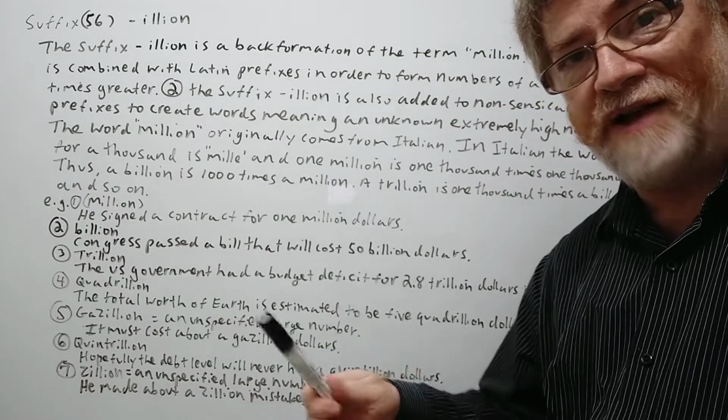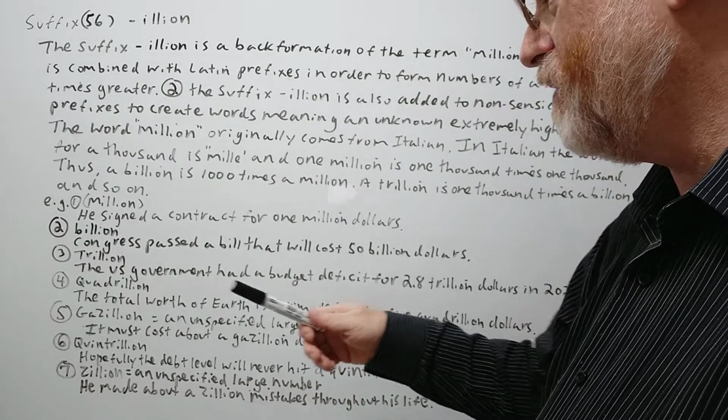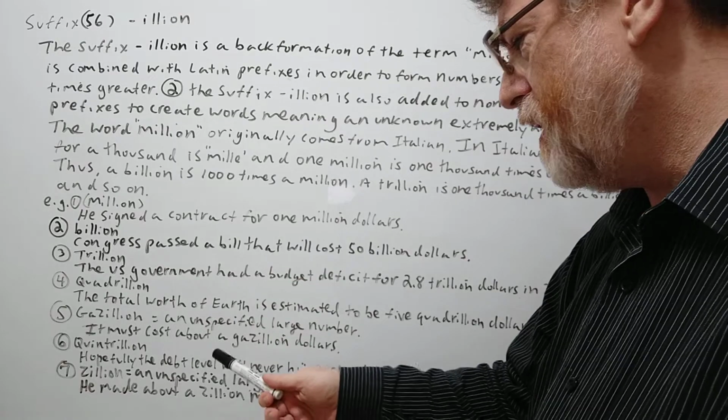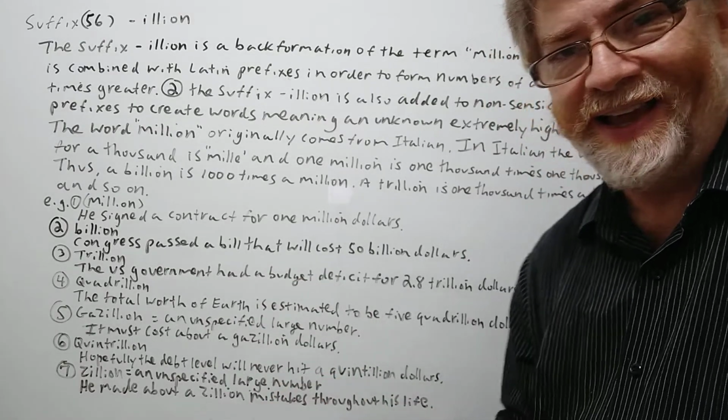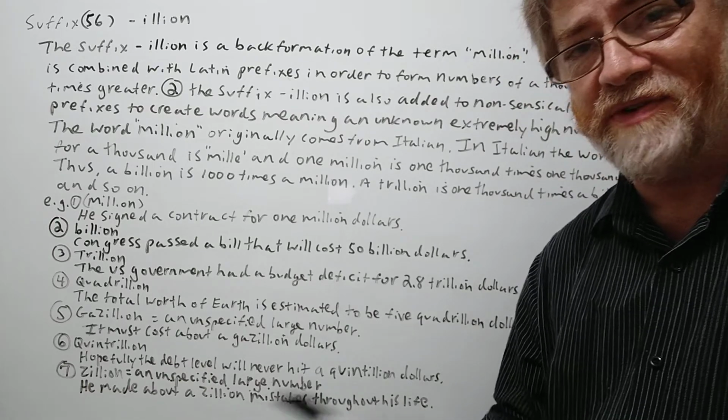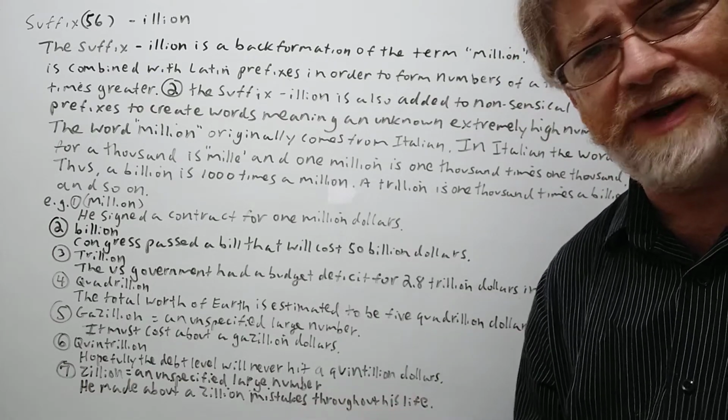Quintillion, all right, this would be after the quadrillion. Hopefully the debt level will never hit $1 quintillion. Well, you never know. If the inflation gets bad enough, you never know.